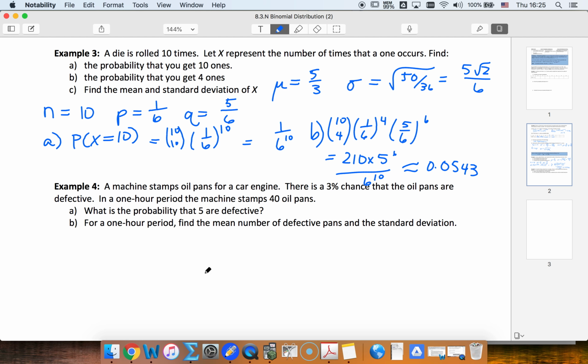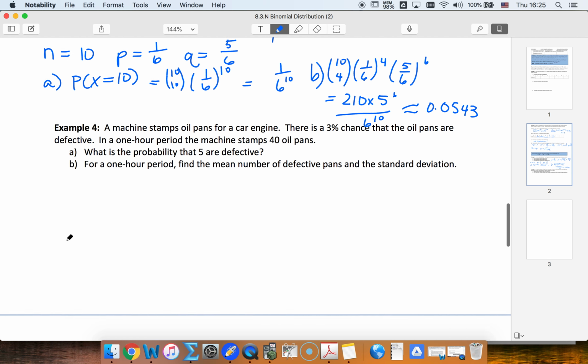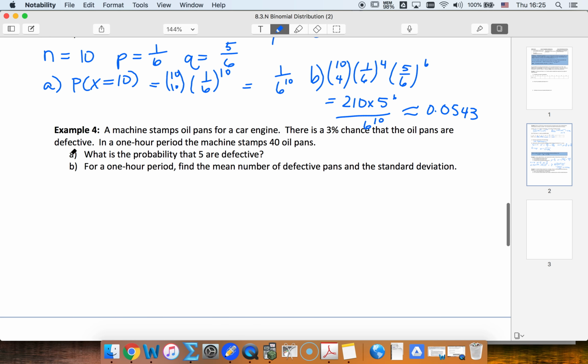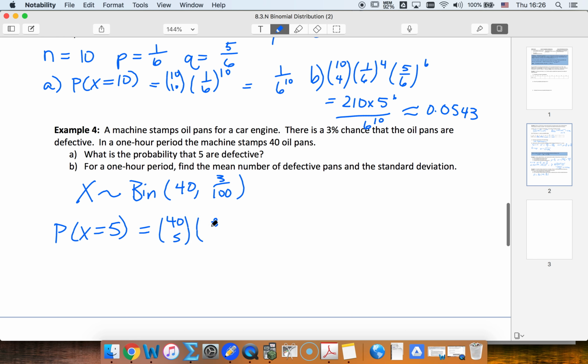All right, I've got a similar sort of idea down here. 3% chance of defective, 1 hour period, I stamp 40 oil pans. So this is a binomial distribution, with an n of 40 and a probability of 3/100ths. So I can go ahead and say probability that X equals 5, that's going to be 40 choose 5, 3/100ths to the 5th, and then 97/100 or 0.97 to the 35.